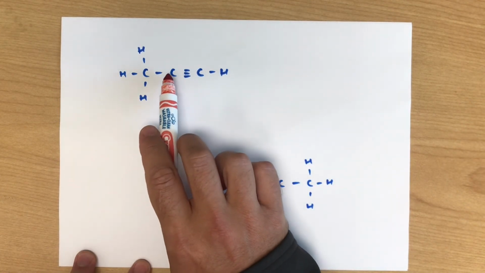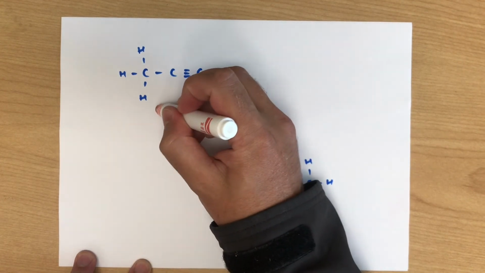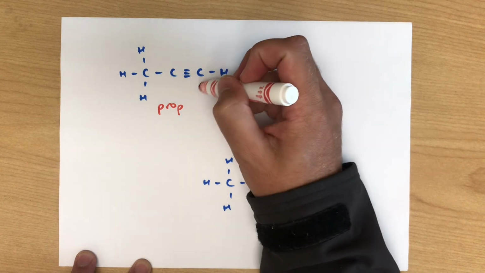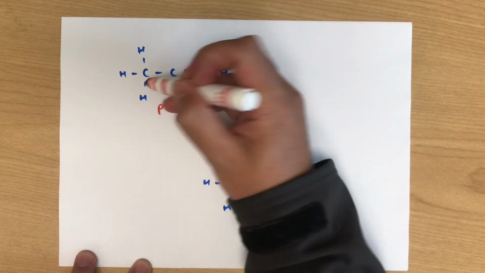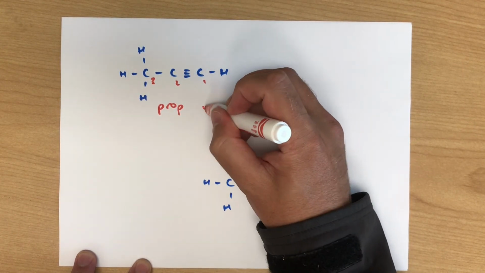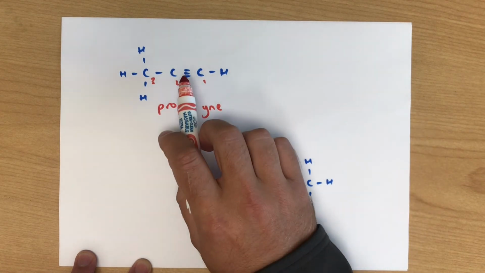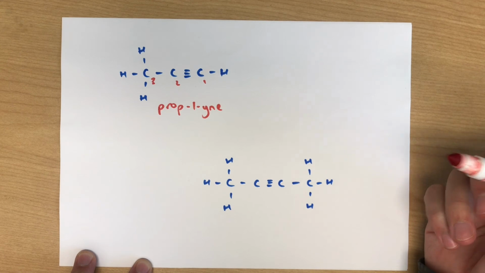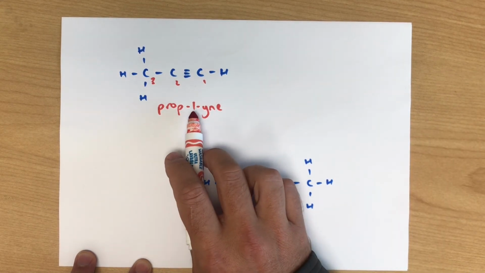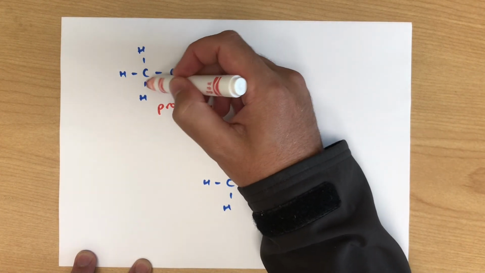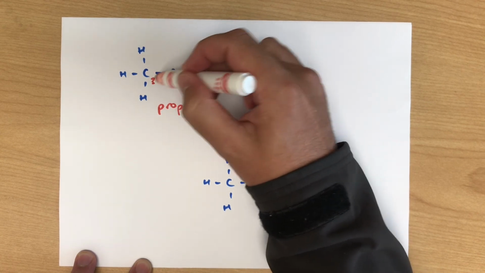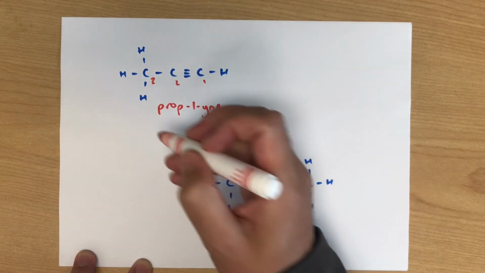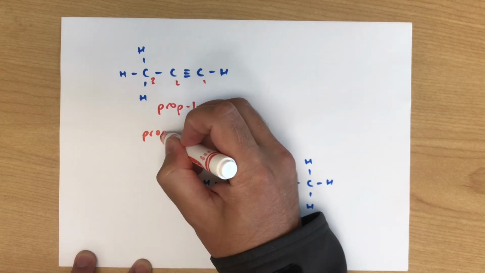This one has 1, 2, 3 carbons in the chain, so it's prop. The triple bond is at this end, so we'll start counting there. 1, 2, 3. It's got an alkyne, so it's going to end in -ine, and the triple bond is on carbon number 1. Now again, just like before, we don't need that 1, because if the triple bond was on this side, we would start numbering here. So wherever it is, it's always going to be on carbon number 1, so we don't really need that part in there. We could just call it propyne.